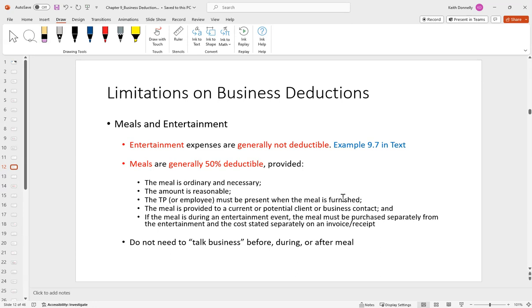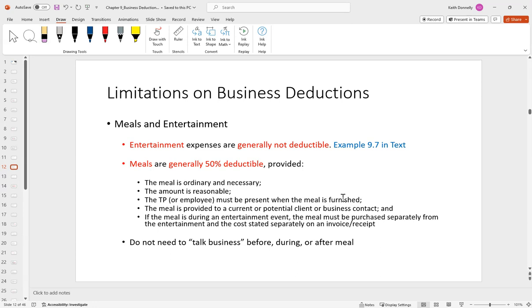There are exceptions if you have like a company picnic or something, right? But the general rule is no deduction for entertainment expenses for a business. Likewise, when we talk about meals, these are 50% deductible. And why is it 50%? Well, sometimes when you take a client out, you're talking personal, you're talking business, right? But to qualify and get the 50% deduction for meals, it has to be ordinary and necessary. The amount has to be reasonable, right?